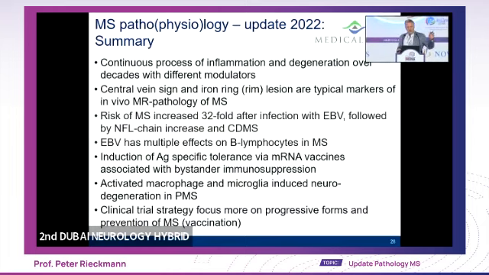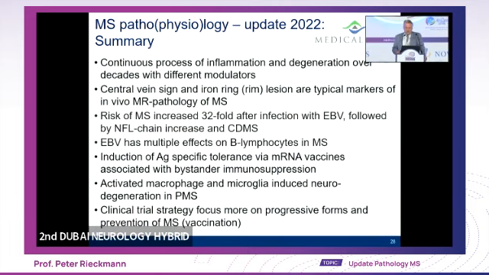And we know that the igniting factor comes closer to the important role of Epstein-Barr virus because it was shown in a young population, followed up over long periods of time with regular sampling, that there is an increase of up to 32-fold in MS patients associated with Epstein-Barr virus, followed by neurofilament light chain increase in the serum, and then clinically definite multiple sclerosis. EBV has multiple effects on B lymphocytes in MS. We have described that as well.